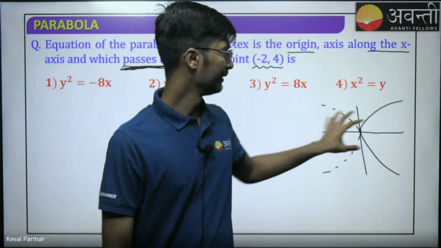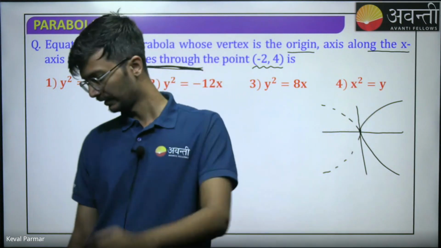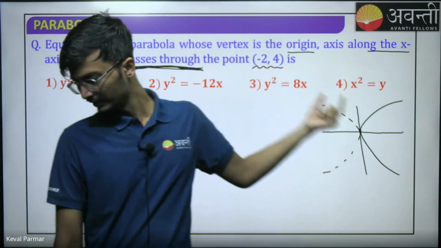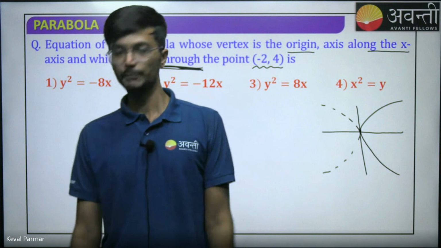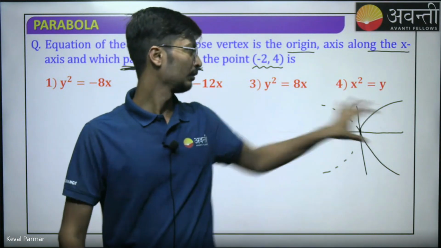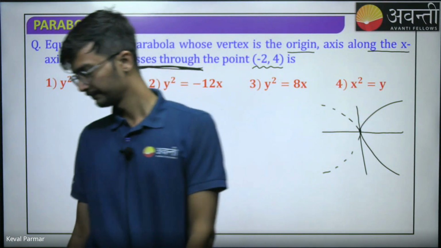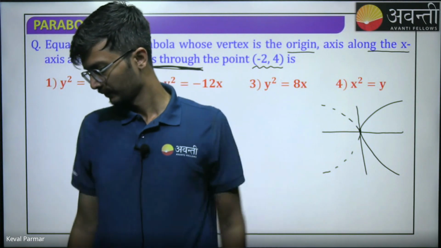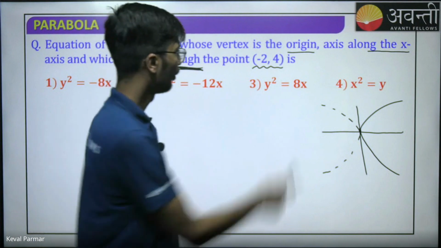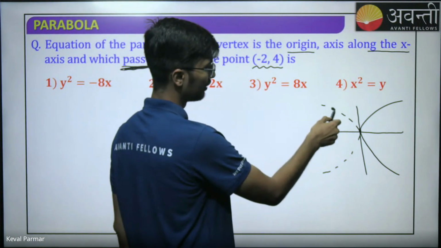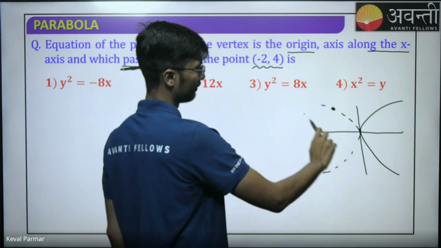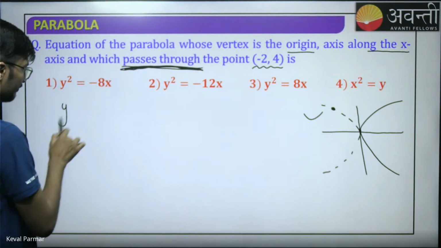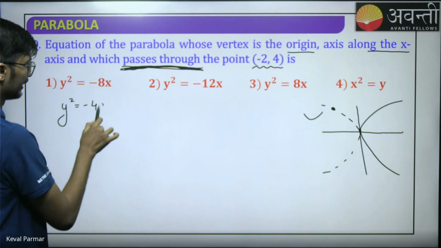So what about you all? Which parabola will it be? The right one or the left one? Write it in the chat box. If the parabola passes through this point in the second quadrant, then which parabola will it be? The right one or the left one? Chalo. Common sense. Left one. Super, because this point will lie in the second quadrant. And second quadrant parabola is the left one. What is the equation of left parabola? So the equation is y square equals to minus 4ax.